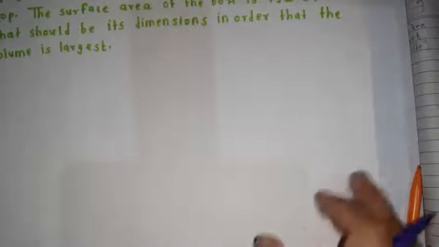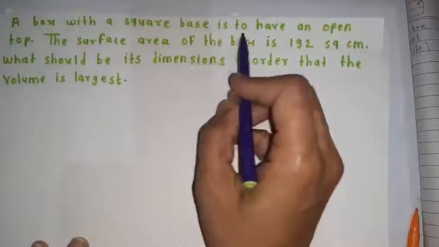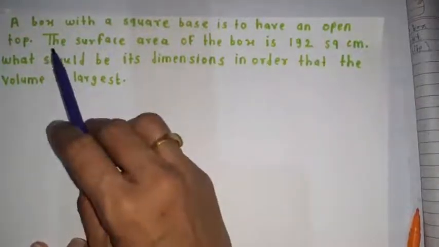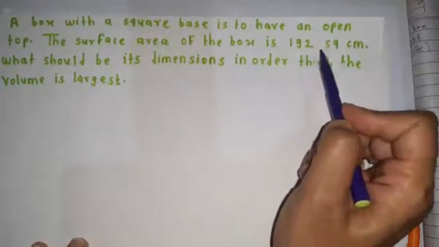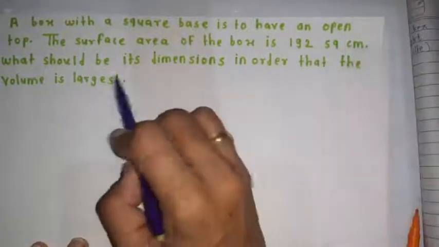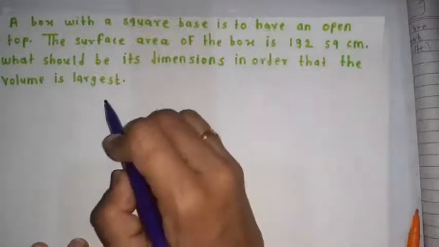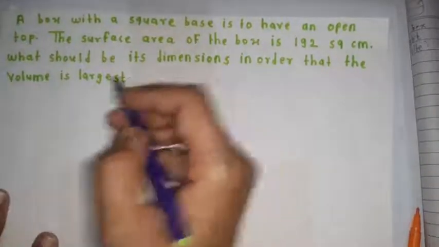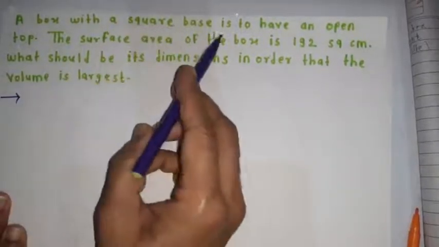a box with a square base is to have an open top. The surface area of the box is 192 square centimeter. What should be its dimensions in order that the volume is largest? So we have to solve the problem. A box with square base.